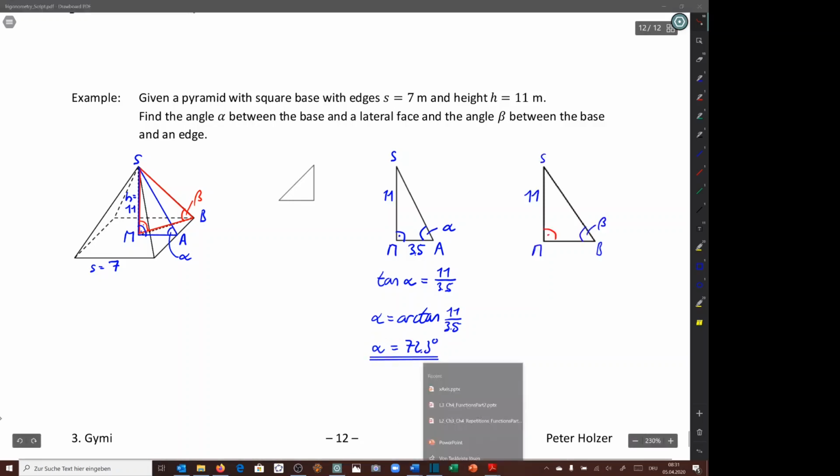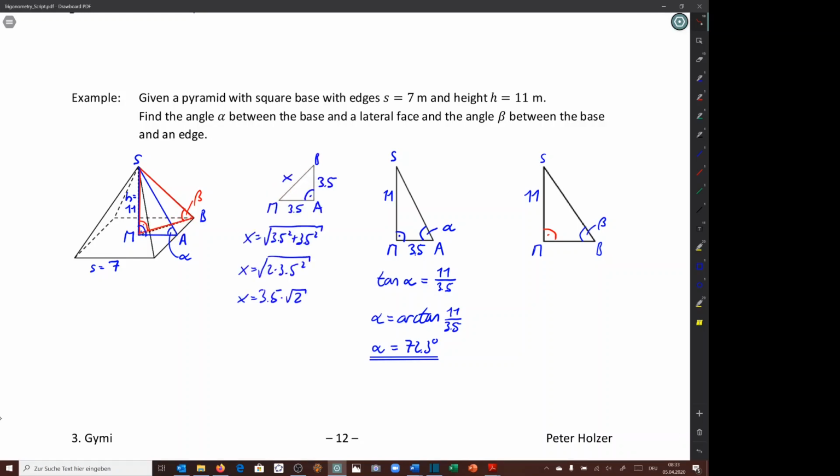To find the angle beta, let us look at this triangle here, drawn over here, and we see we're missing this side length here. This means between M and B, and this we can calculate using this small triangle here, shown here. It is a right triangle. Both catheti here are 3.5 since they're half the length of the base edge, and using the Pythagorean theorem we get in the end x is 3.5 times square root of 2, which is exactly this x here.